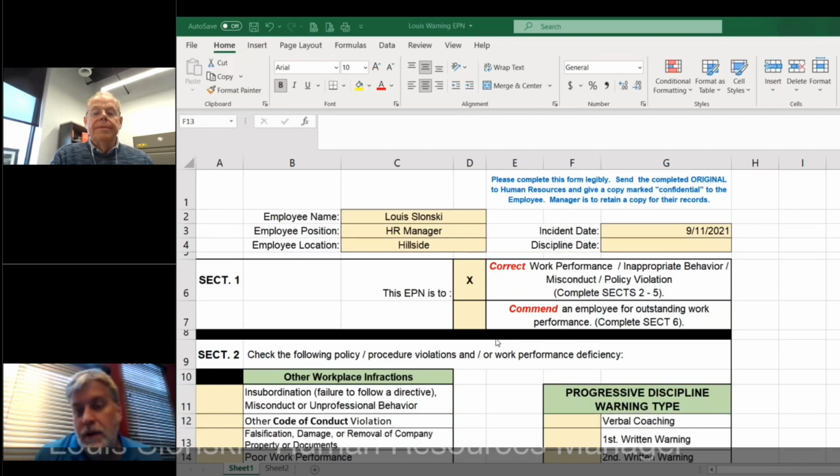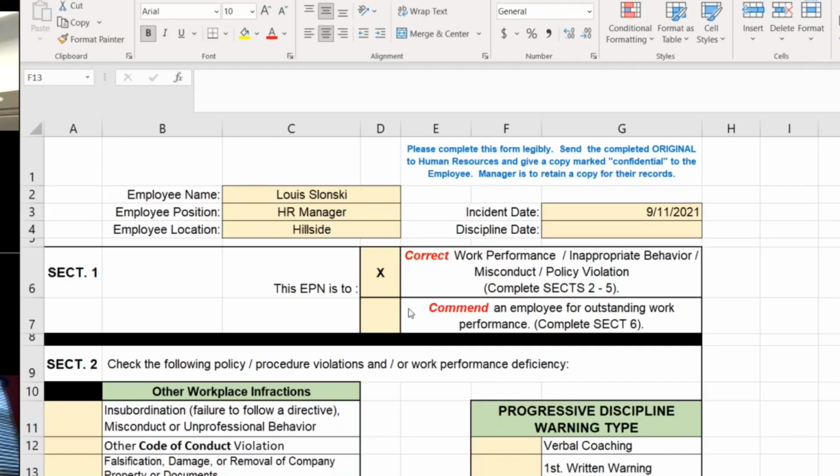I wanted to talk a little bit about how we use the form and the tool of the EPN. So I just wanted to give you an example that we created, and we can kind of go from there. I'll point out a few things that you need to consider as we move through it, and why we did what we did.